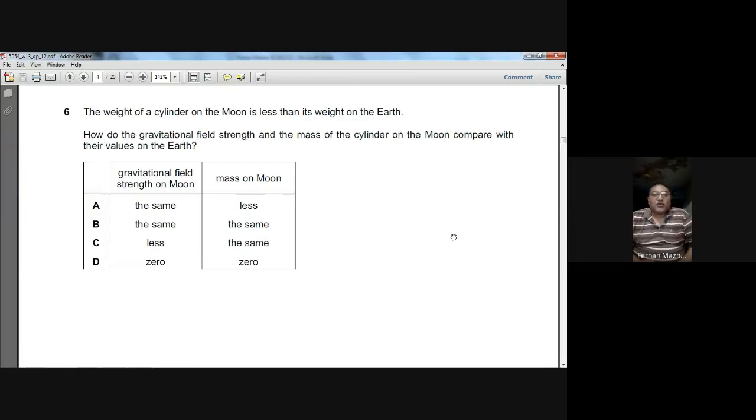And the mass, whether you measure it on the moon or on the earth, the mass does not depend upon the location. It does not depend upon the gravitational field strength. So at the moon, the mass of the object will be the same as the mass was on the earth. So the option looks to me like C. Question number 6, the option is C. I hope you have understood.